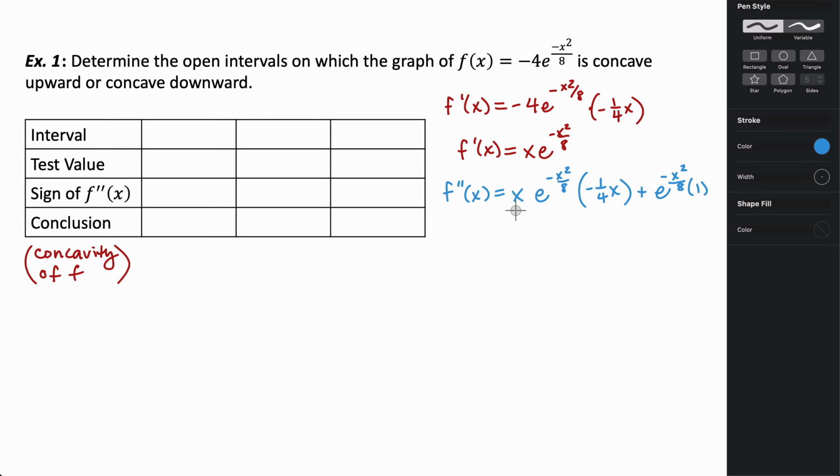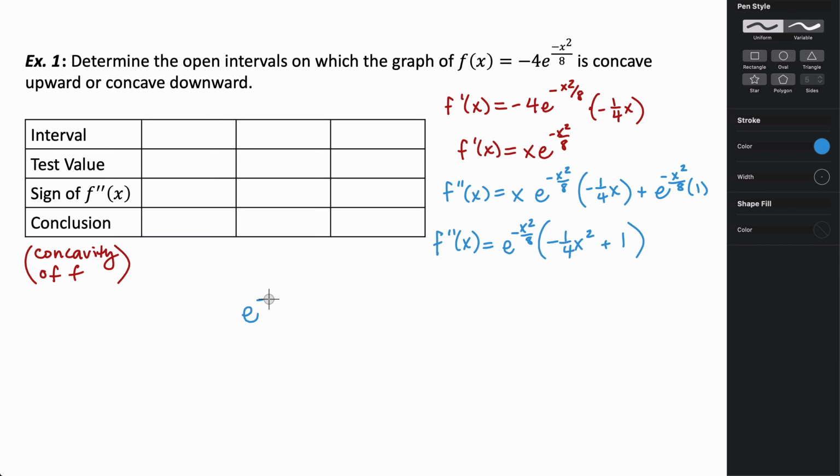These two terms have an e to the negative x squared over 8 in common, so I'm going to factor that out because I have to figure out what makes this 0. And I think it's going to be easier to factor this portion out. When I factor that out, I'm left with an x and a negative 1/4 x that are multiplying, so I get negative 1/4 x squared. And in this piece, I'm left with a 1. So what makes my second derivative 0? Set each piece equal to 0.